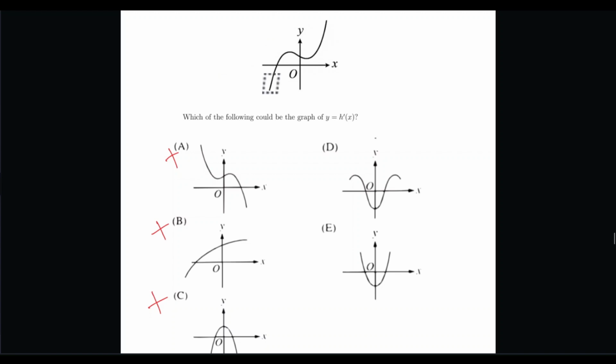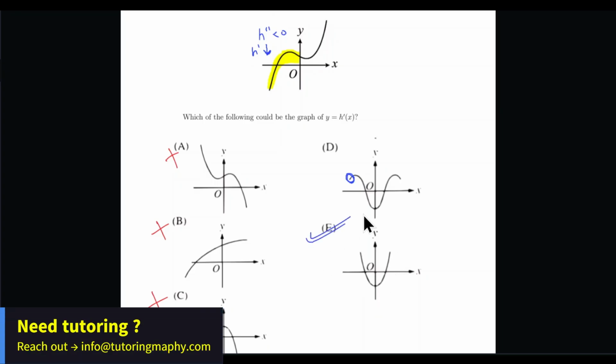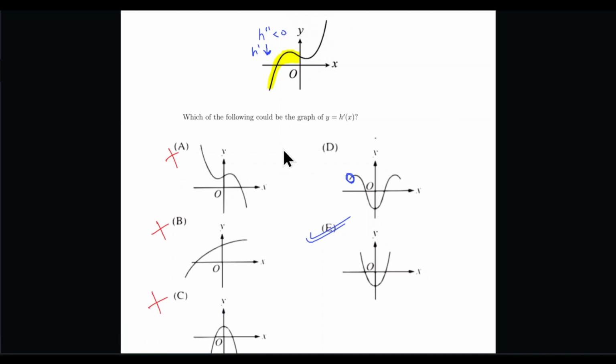We are talking about concavity. If you notice carefully, this is all frowning in nature till this point, and then it is smiling. Frowning means h double prime is negative, which also means that h prime is decreasing in nature. But look at this portion. It is not decreasing, it's increasing slightly. I want completely decreasing and then completely increasing. So this logic also corroborates our understanding that it has to be option E.